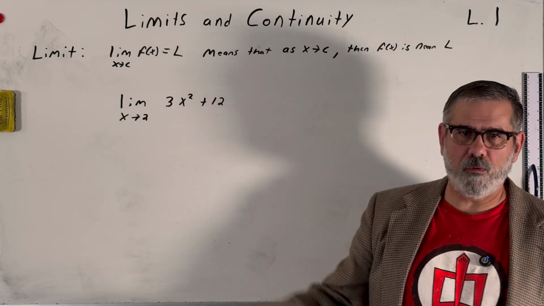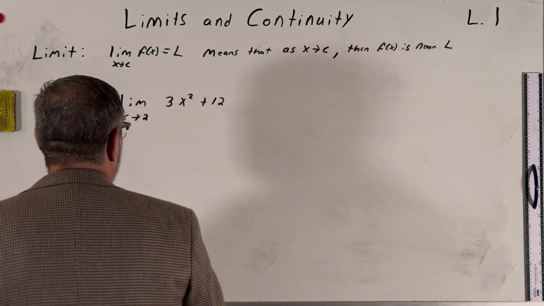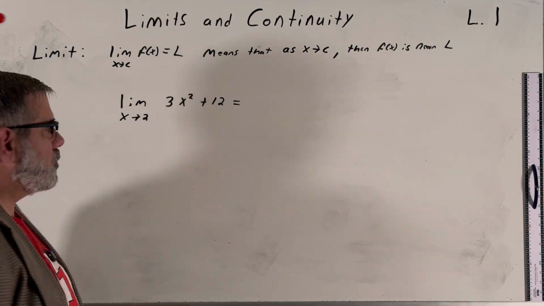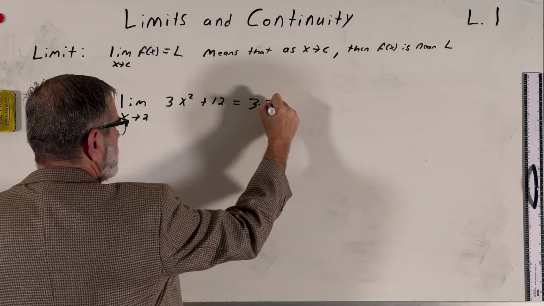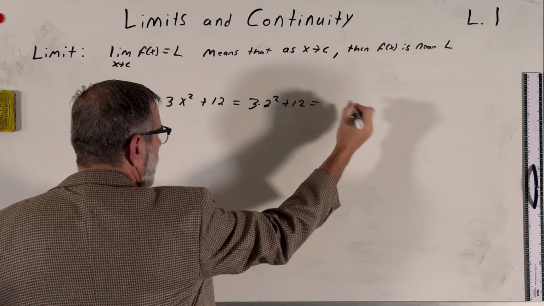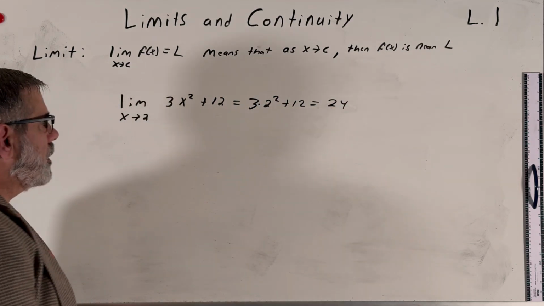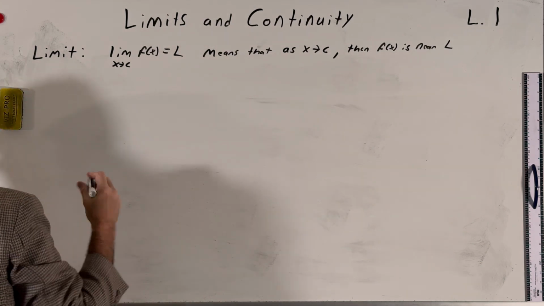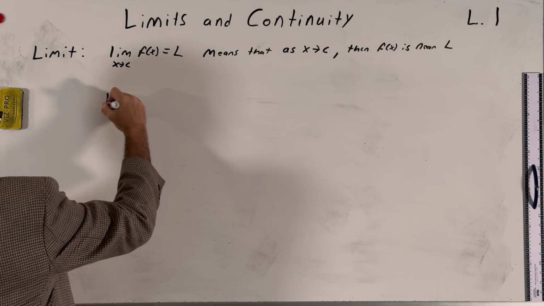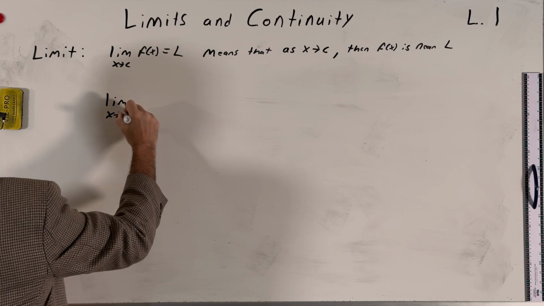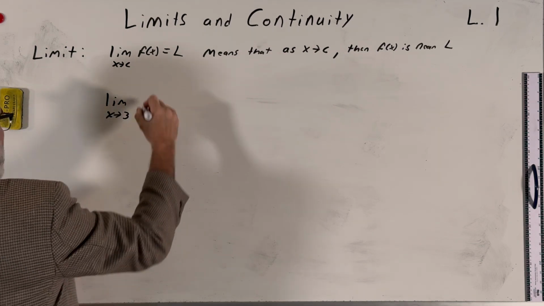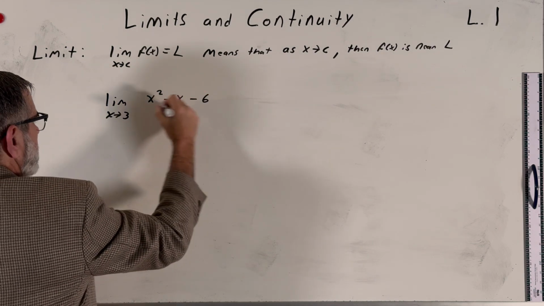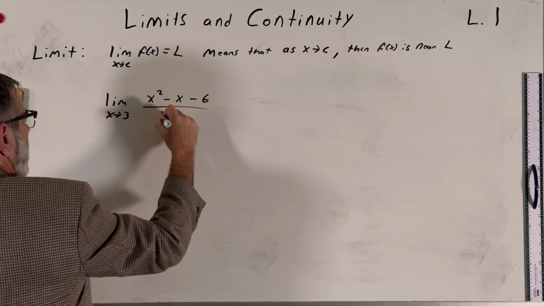Anyone tell me what the answer to this is? What is the limit of 3x squared plus 12 as x approaches 2? 24. It's 24, right? So we have 3 times 2 squared plus 12. That's just 12 plus 12. It's 24. Okay, let me give you another one. It'll be a little more challenging. How about the limit as x approaches 3 of x squared minus x minus 6 divided by x minus 3?